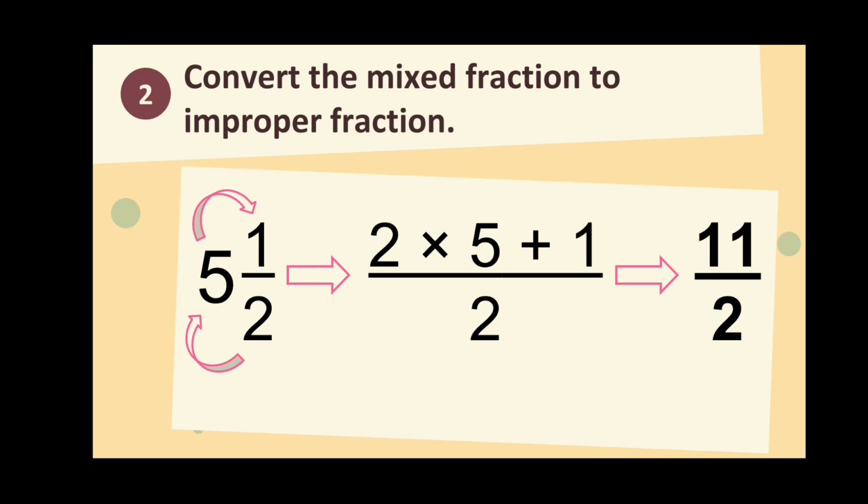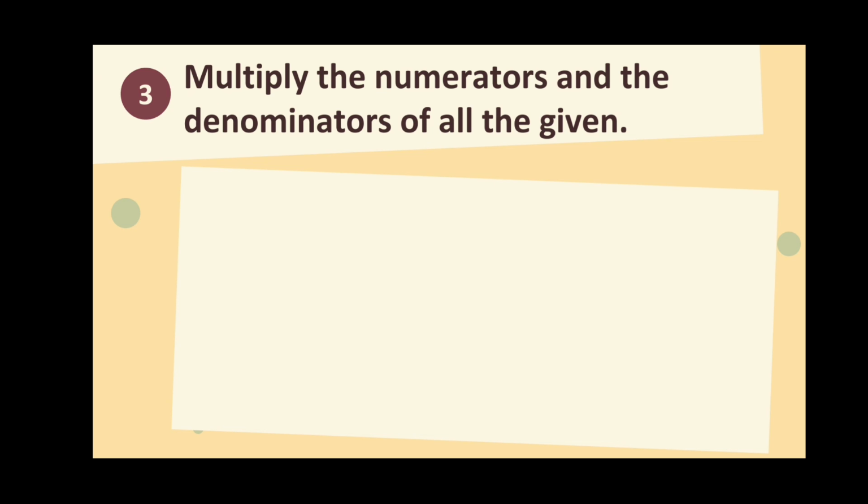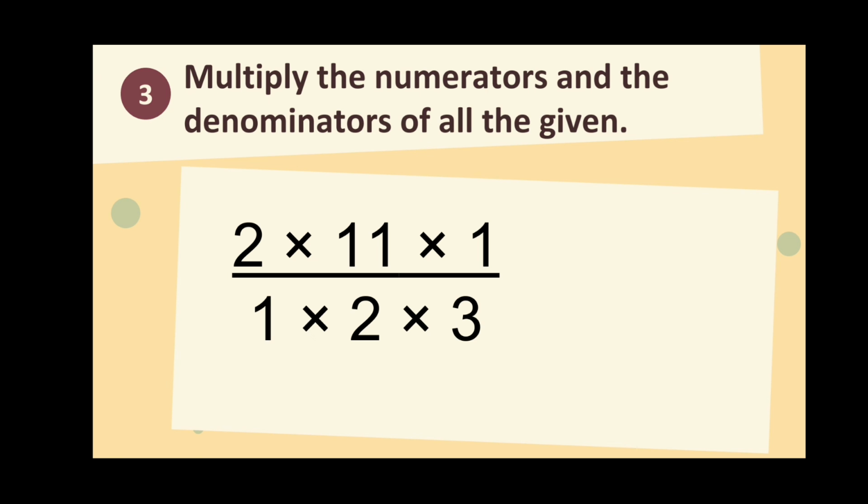At dahil naka-fractional form na lahat ang ating given, pwede na tayong mag-proceed sa step 3. Multiply the numerators and the denominators of all the given. So we have 2 times 11 times 1. So ito lahat ng numerators over 1 times 2 times 3. So ito naman ang ating mga denominators, which is equal to 22 over 6.